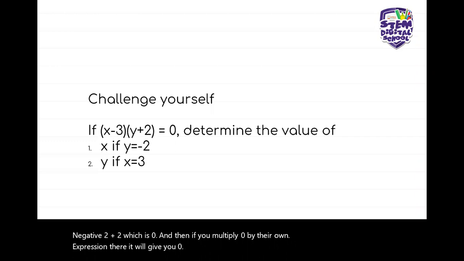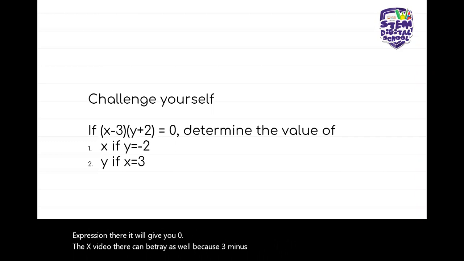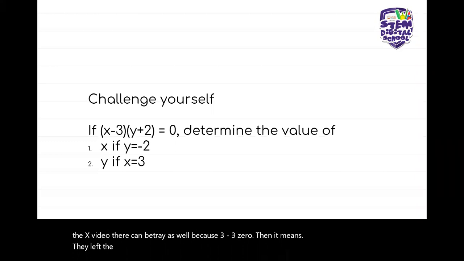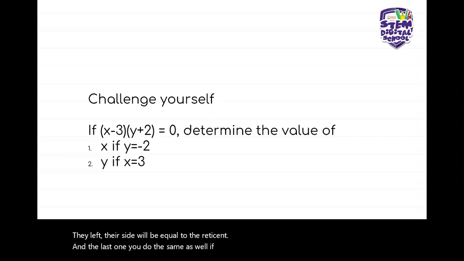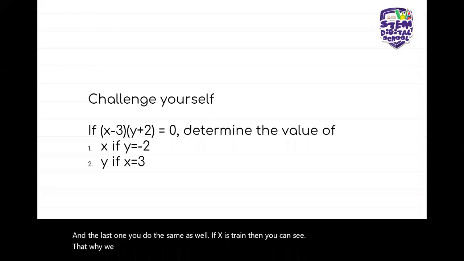Alternatively, the x value there can be 3 as well, because 3 minus 3 is 0. Then it means the left-hand side will be equal to the right-hand side. And the last one, you do the same as well. If x is 3, then you can see that y will either be -2 or 0. So those are the two options.